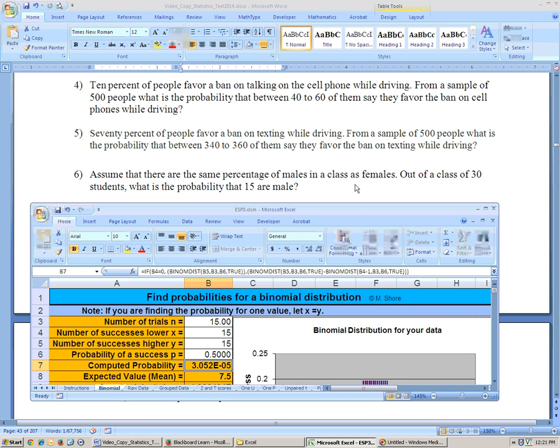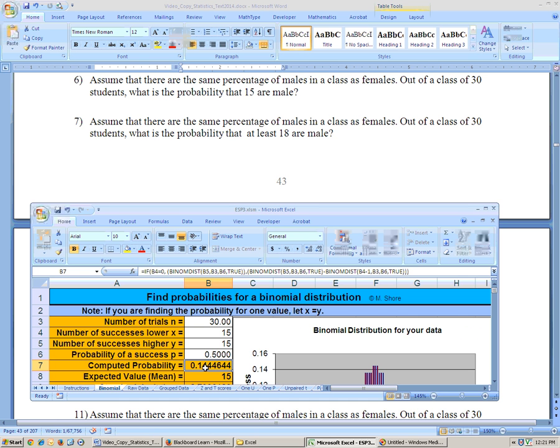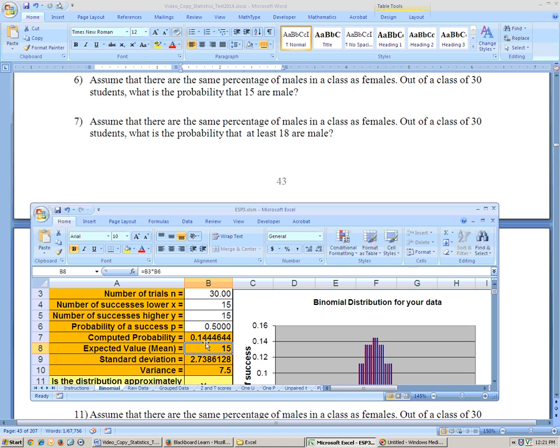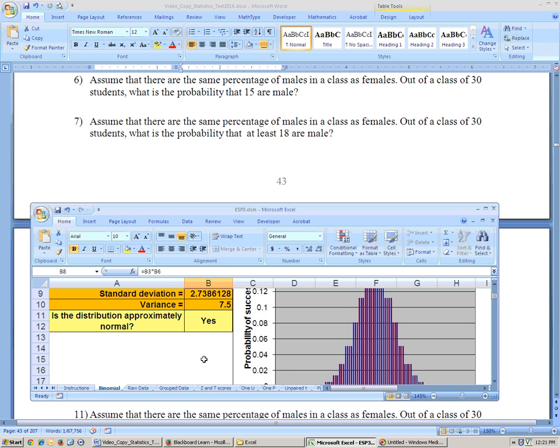Actually, I got this wrong here a little bit. This is 30. Out of a class of 30, sorry, that should be a 30 right there. Now, what's the probability? Here it is, 0.1444. So that would be the answer to that problem. Let's go on to 7. Before I go on to 7, I'll show you this here. See, even though this is such a low probability, it's still the average amount, or expected value. That's the one with the highest probability. Here's your standard deviation, here's your variance, and is the distribution approximately normal? Yes. You can see it here, it's looking more like a bell curve.